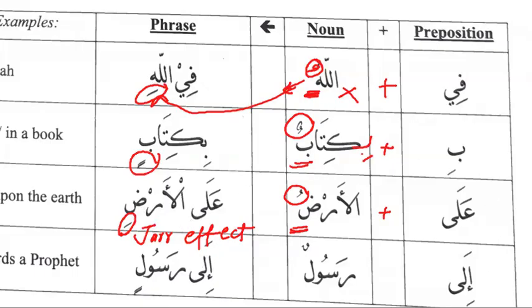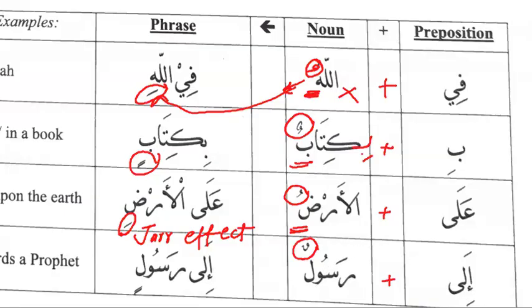Okay? Then you have the preposition ila, which means towards or to. Then you have the noun after it, rasulun. How is rasulun ending? With two dhammas. This is the standard form, which means a messenger. Now I want to say to the messenger or towards a prophet.